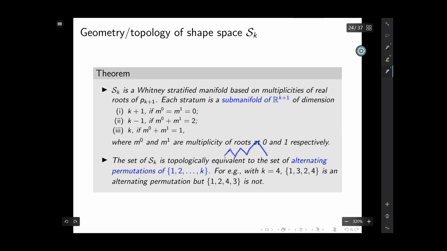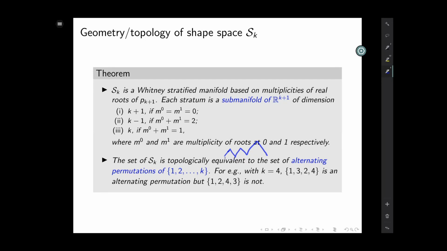That is, I can take each of these real numbers and map it to an integer through a diffeomorphism in such a way that those integers will be going up and down as alternating permutations of 1 to k. Hence, the topology of those two sets will effectively be the same. For example, the permutation 1, 3, 2, 4 of 1 to 4 is an alternating permutation because 3 is larger than 1 and 3 is also larger than 2. So it's like a peak and then it comes down. On the other hand, 1, 2, 4, 3 is not.